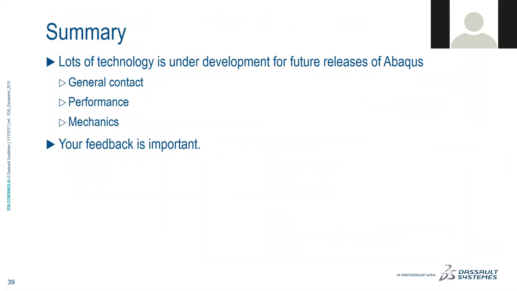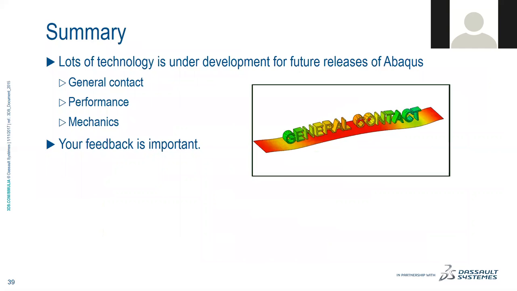So this is the overall set of enhancements in Abaqus 2017. You'll see some enhancements in general contact in Abaqus Standard and Abaqus Explicit, as well as in performance. The new releases are getting better and more efficient, and there are some mechanics enhancements like new materials. This is the overview of the new enhancements for Abaqus 2017.